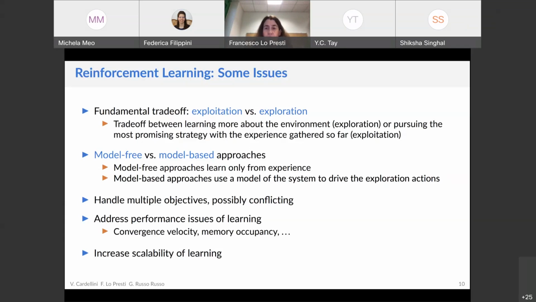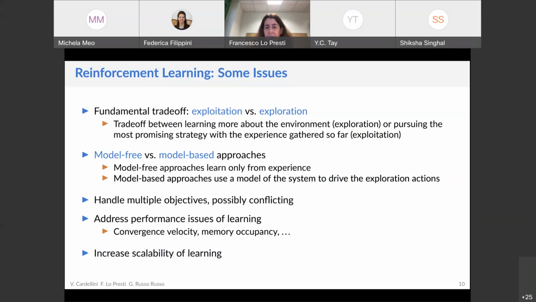And so, of course, you have to trade off between exploitation versus exploration, because if you only exploit, you may lose some good action that you haven't seen before in the past. On the other hand, you cannot only explore, because by exploring you can follow some bad actions, and so you can have a negative reward.